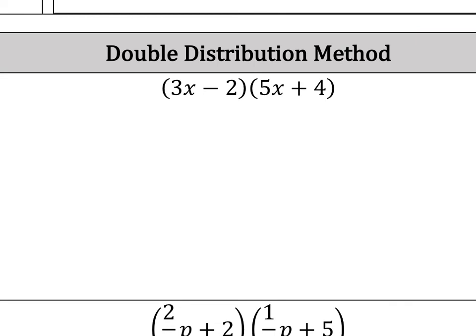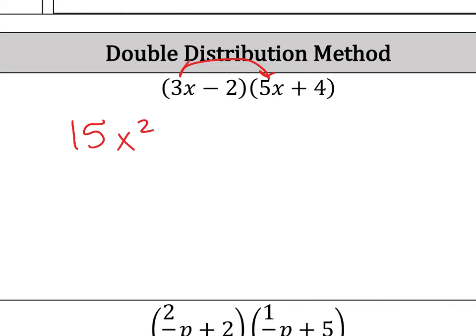So, double distribution method. First thing we're going to do is draw an arrow from the first term to the first term. I'm going to multiply those first. 3x times 5x is 15x squared. Why is it x squared? Because of multiplying the x's. What's x times x? X to the power of 2. So 3x times 5x is 15x squared. The power should get bigger by 1. So just know it goes up by 1.